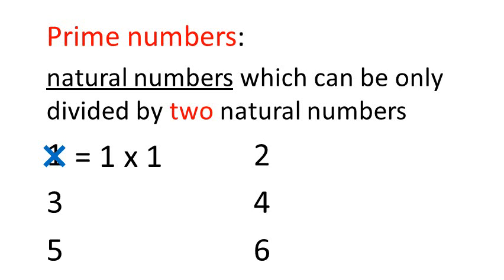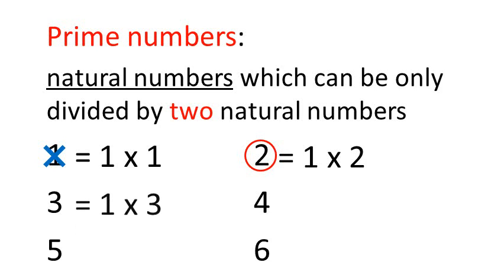Let's move on to the next number, 2. 2 can be only expressed as 1 times 2. So 2 can only be divided by 2 natural numbers, 1 and 2, which means that 2 is a prime number. The next number, 3. 3 can be only expressed as 1 times 3. So 3 can be only divided by 2 natural numbers, 1 and 3, which means that 3 is a prime number.